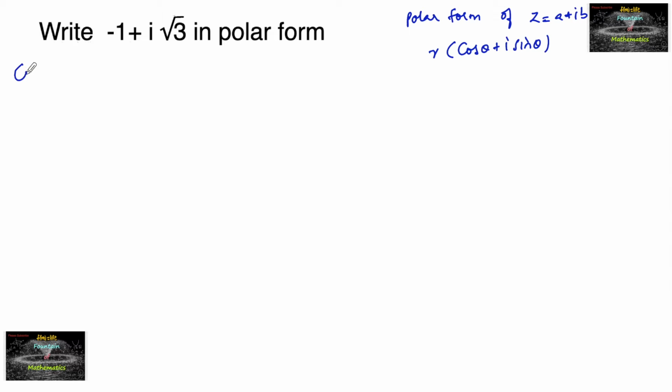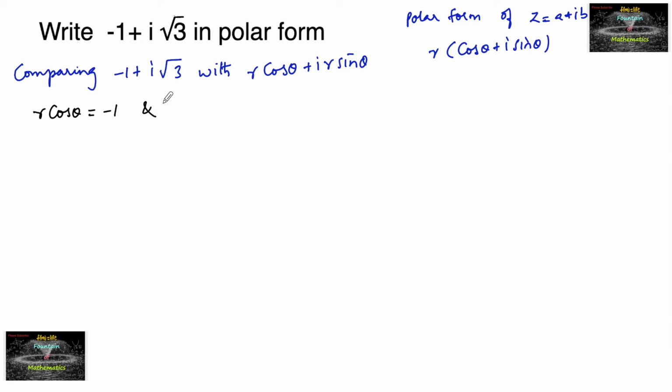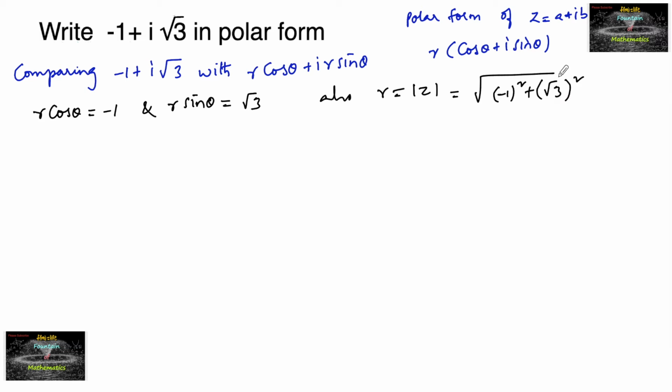So comparing -1 plus i root 3 with r cos theta plus i r sin theta, we have r cos theta is equal to -1 and r sin theta is equal to root 3. Also r is equal to mod of z, that is root over (-1) whole square plus root 3 whole square.